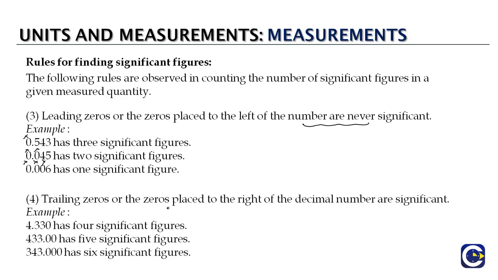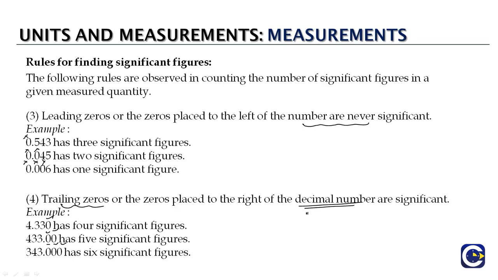Trailing zeros, or the zeros placed to the right side of the decimal number, are significant. Means if I have 4.330, this 0 will be significant. In 433.00, these two zeros are also significant. In 343.000, all the three zeros will be significant. So here we are looking at the trailing zeros which are placed to the right side of the decimal number.